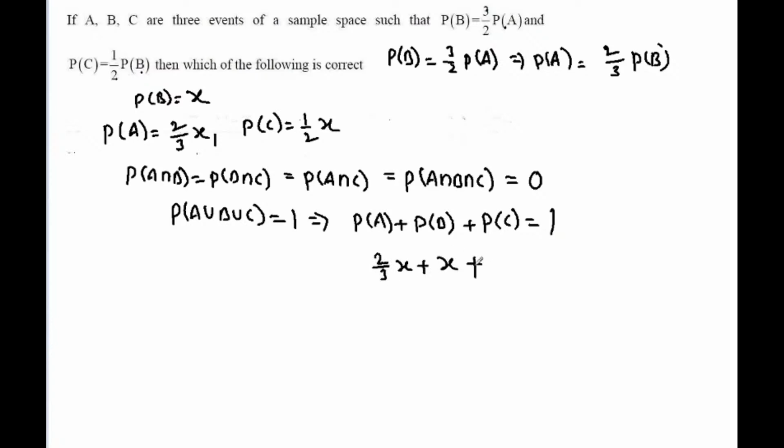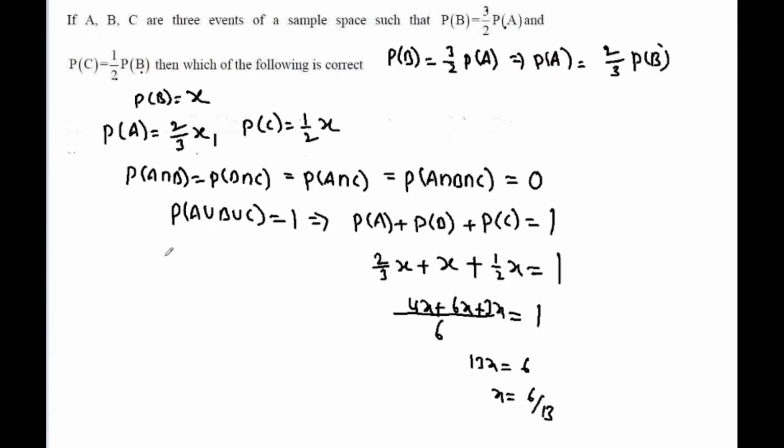Probability of B is X and probability of C is 1 by 2 into X, that is equal to 1. Take LCM, that is 6. That is 4X plus 6X plus 3X is equal to 1. 6 plus 4 plus 3, 13X is equal to 6. Therefore, X is equal to 6 by 13. This is the X value. X value is 6 by 13.